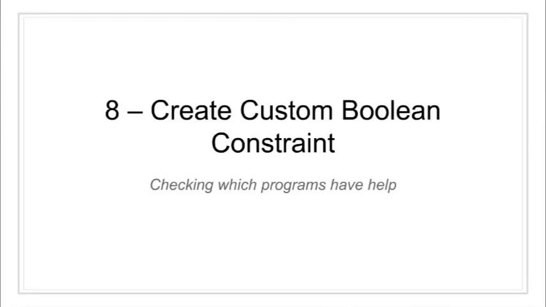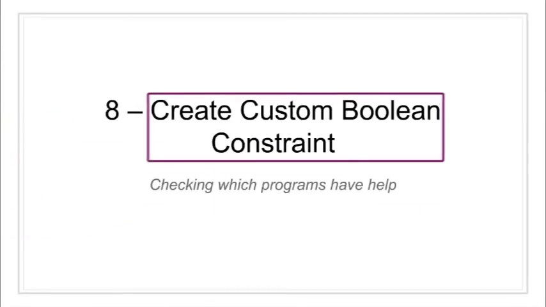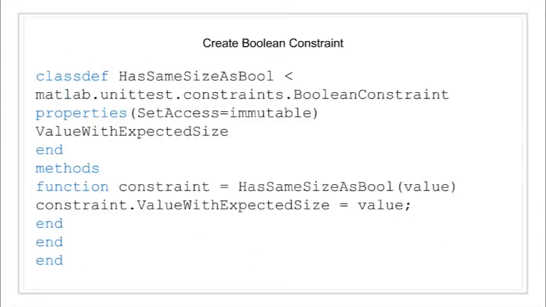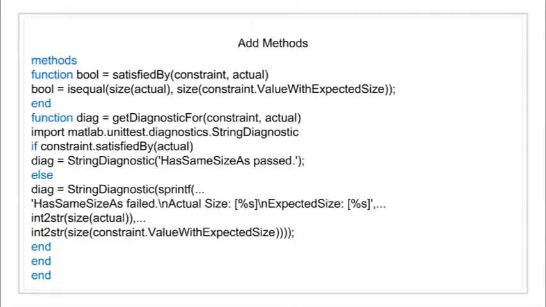In this 8th section, I will show how to create a custom Boolean constraint. Here I have created a class HasSameSizeAsBool that is inherited from the BooleanConstraint class. The constructor accepts a value to compare with the actual size. This value is stored within the ValueWithExpectedSize property. As this is derived from the BooleanConstraint class, which is derived from the constraint class, this property is supposed to be immutable. The BooleanConstraint class is a subclass of the constraint class.